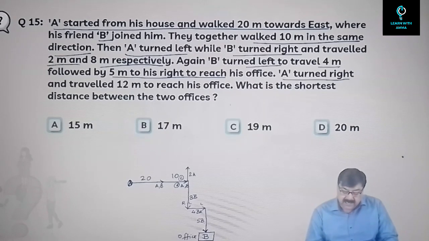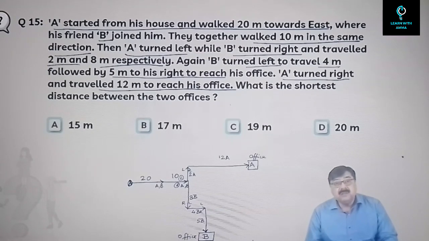Now A turned right and traveled 12 meters to reach his office. So this is left and this is right. So A covers 12 meters to reach his office. Now what is the shortest distance between the two offices? So this is what we need to know. So this is what we must find out.